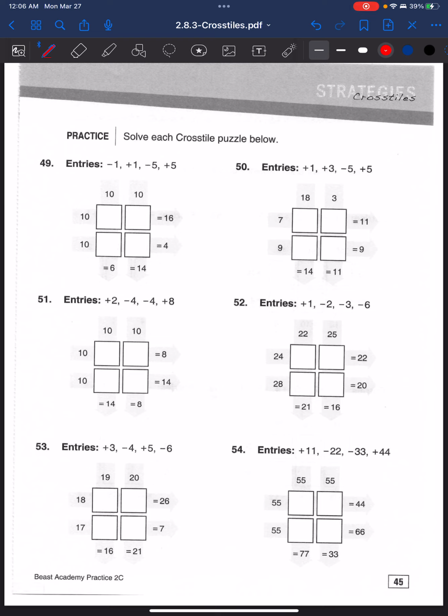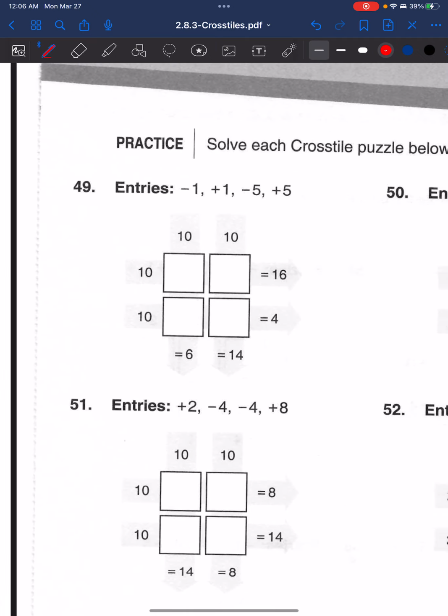Now we have a lot more practice problems, and I'll be going over the solutions for all of them. Again, feel free to pause the video whenever you need to. And I'll be going over these problems. So question number 49.